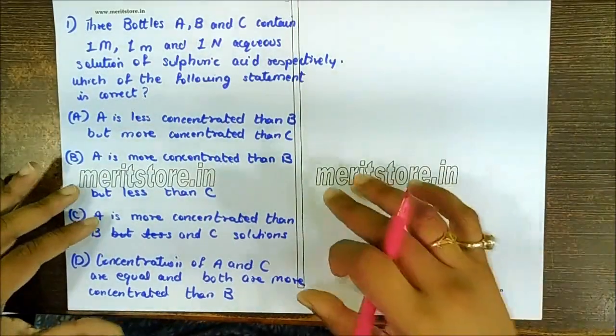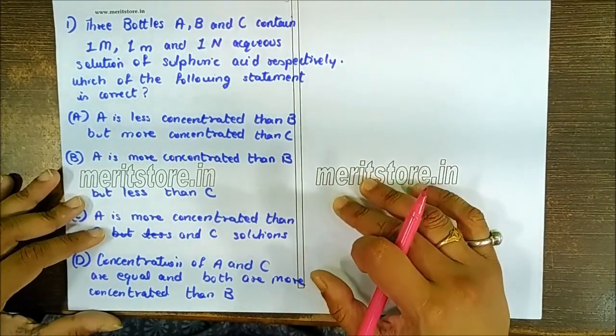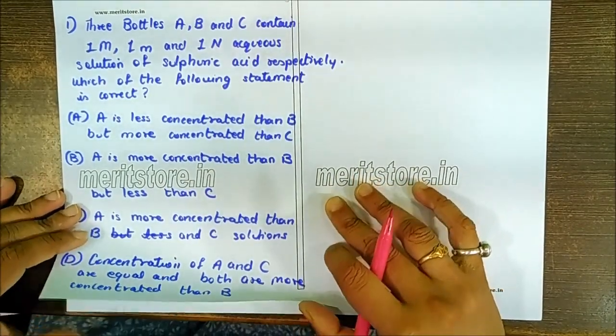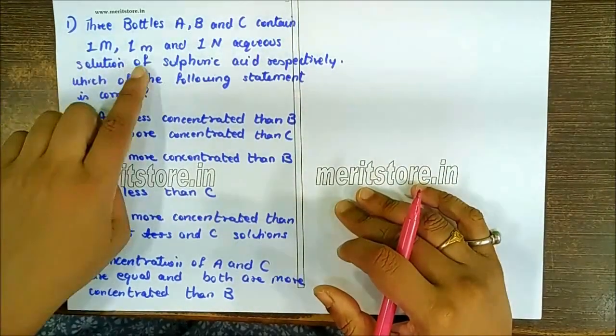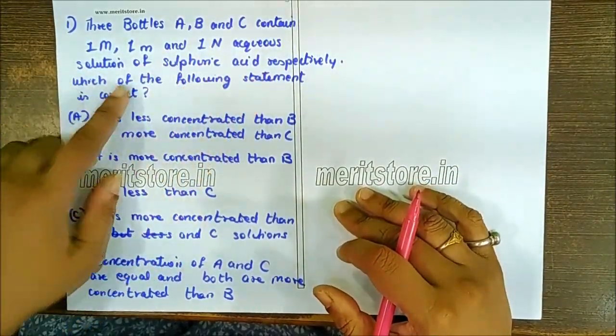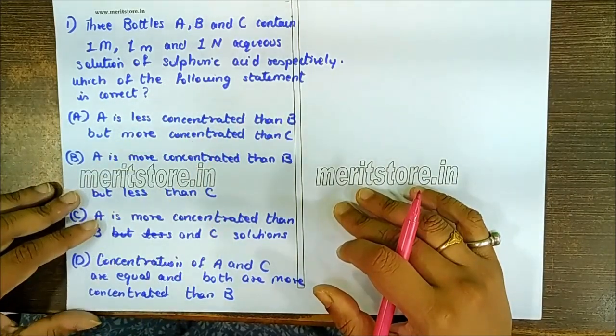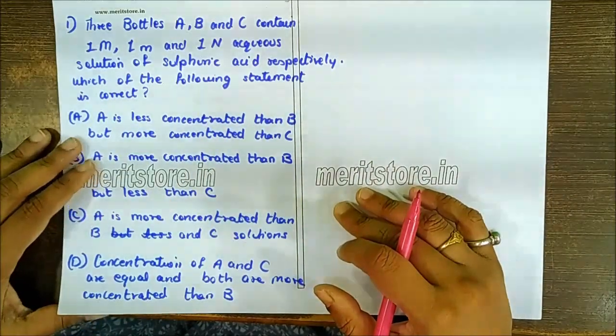Let us solve some MCQs on solution and colligative property. Question number 1: 3 bottles A, B and C contain 1 molar, 1 molal and 1 normal aqueous solution of sulfuric acid respectively. Which of the following statements is correct?